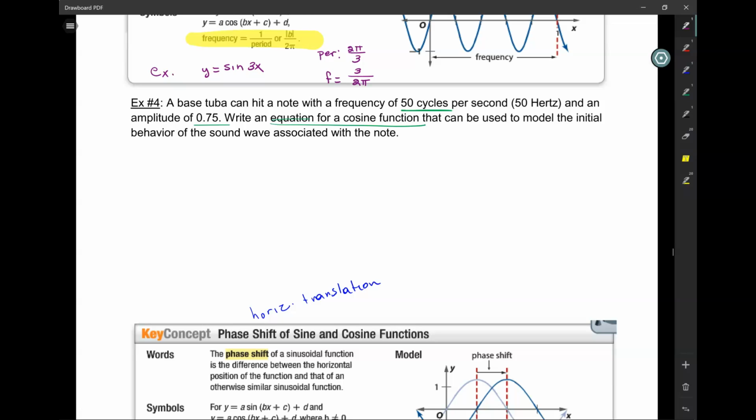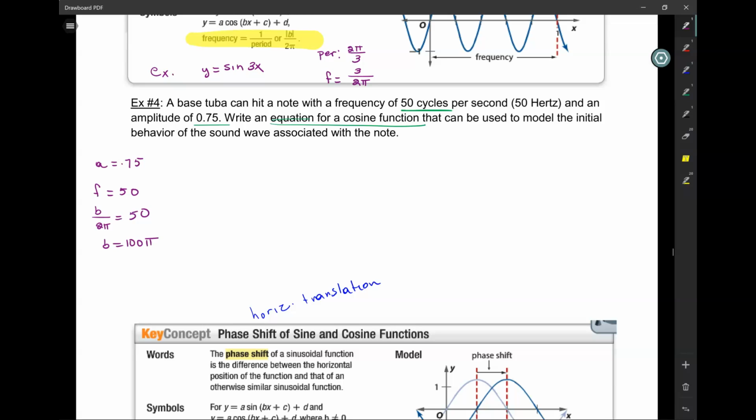So what are we given here? We're given that the amplitude is 0.75. We're given that the frequency is 50. What is frequency? It's b over 2 pi, and that's 50. So if I multiply both sides by 2 pi to solve for b, b is 100 pi.